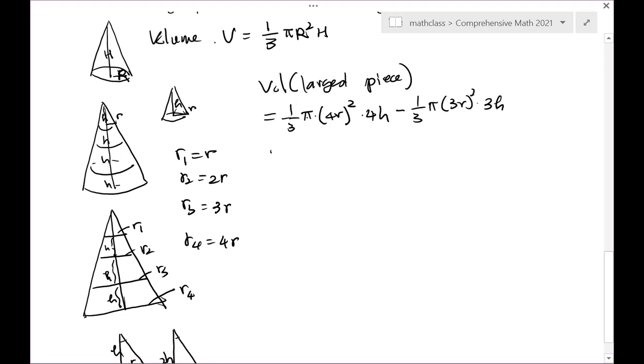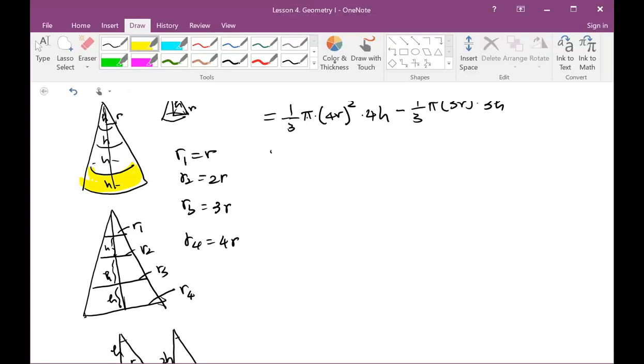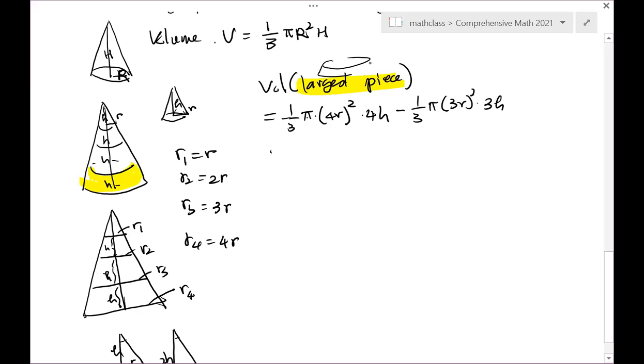Okay. So we are talking about this slice, right? Then we use the subtraction method to find out the volume. So that is the largest piece. Okay, you can simplify this.